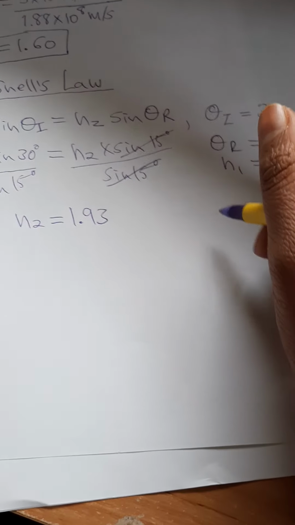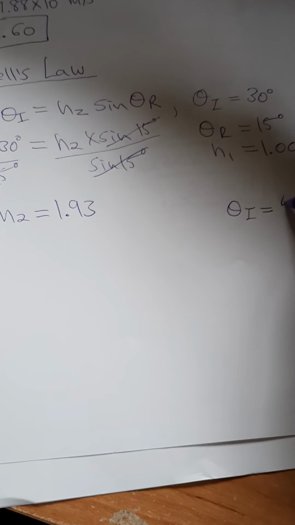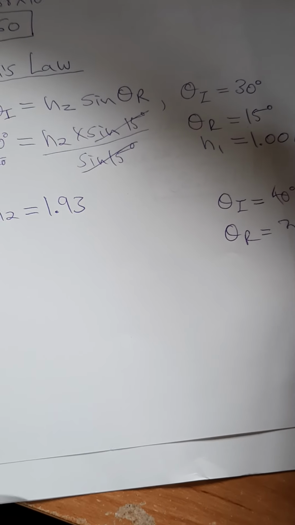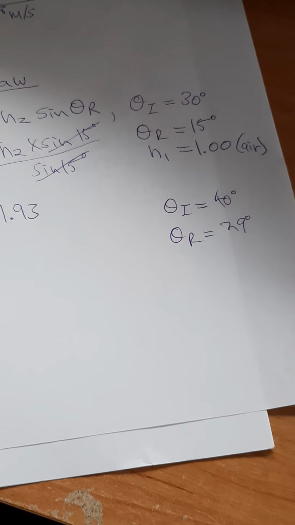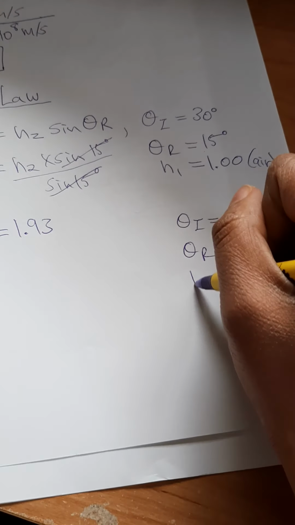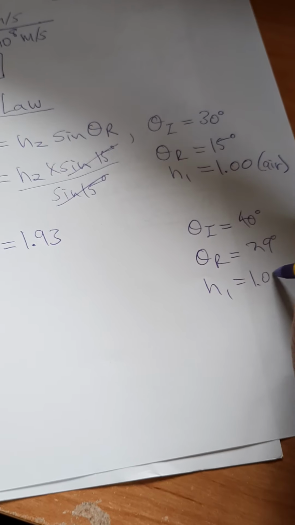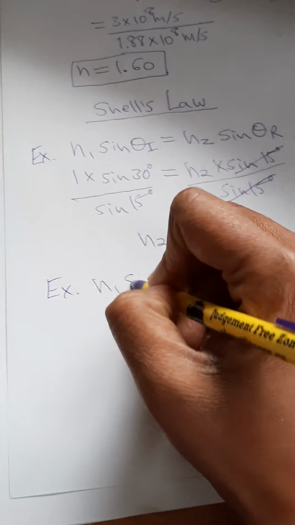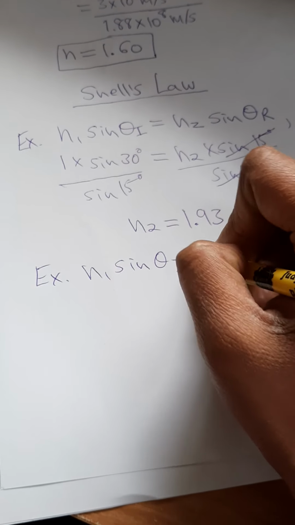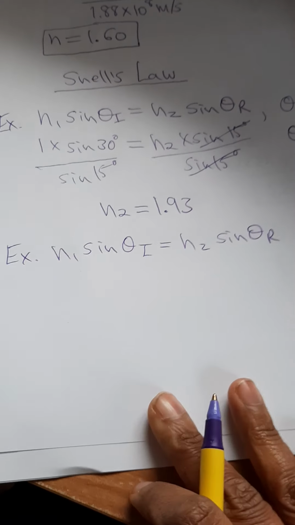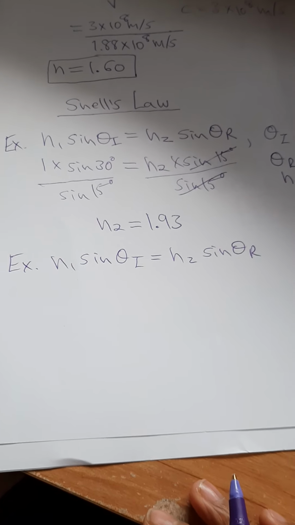I'm given, again, let's write this down, the angle of incidence is 40 degrees and the angle of refraction is 29 degrees. The angle of incidence is in air, so one more time, N1 is going to be 1. We're going to plug it into our formula. One more time, make sure you are writing the formula out before you plug any values inside, because some teachers will take off a mark for that.